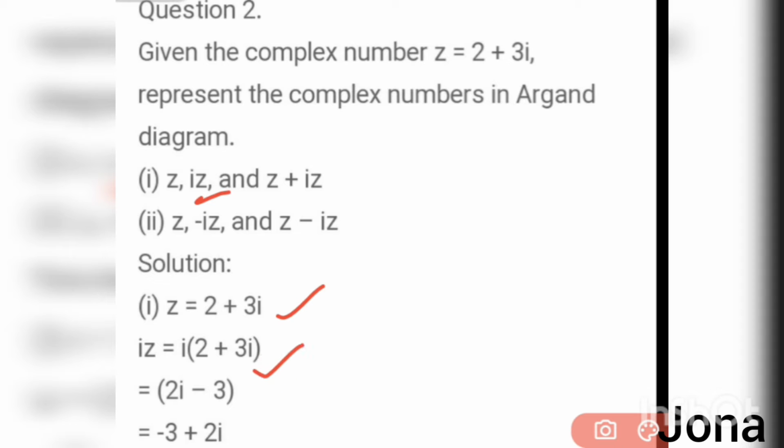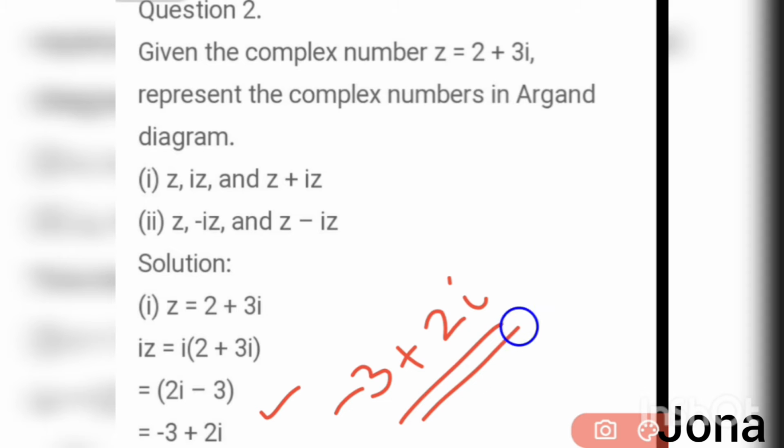So iz is i into 2 plus 3i. Multiply with i now. i into 2 is 2i and i into 3i is 3 into i squared. That is minus 1. 3 into minus 1 is minus 3. So the value of iz is minus 3 plus 2i. We have to write the real part first and then the imaginary part. So the answer is minus 3 plus 2i. This is the value for iz.